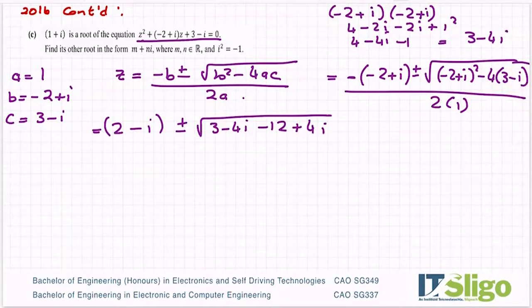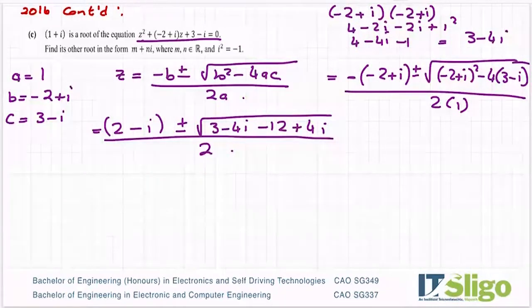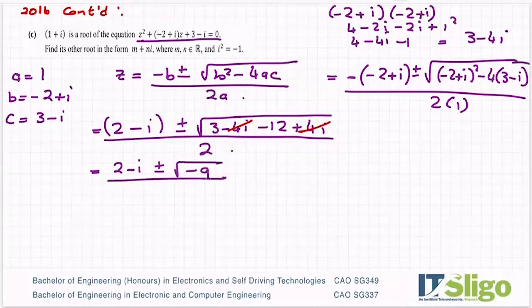So I hope that makes sense, and I didn't go too fast with that. All over two, ones are two. Okay, so let's tidy it up. We have still got 2 minus i on the outside, plus or minus the square root of minus 4i plus 4i is cancelling. I have 3 minus 12, it gives me minus 9, all over 2.